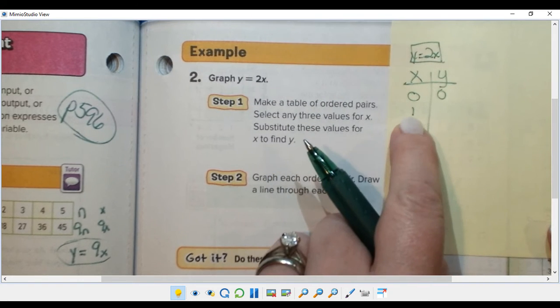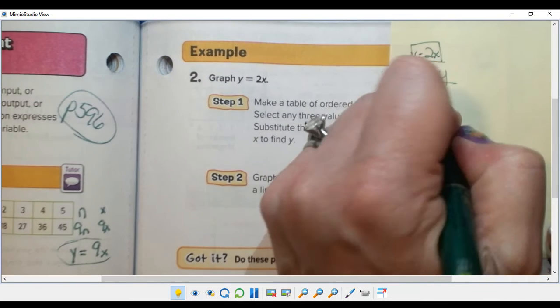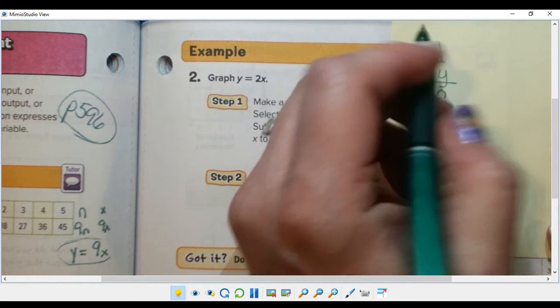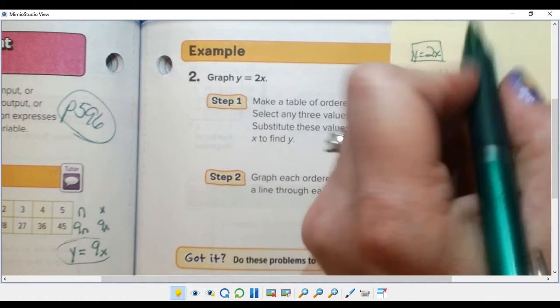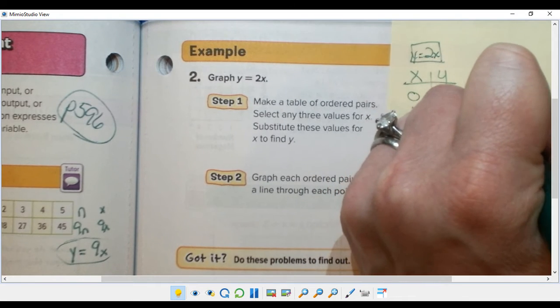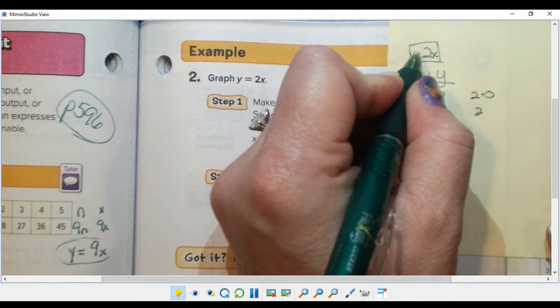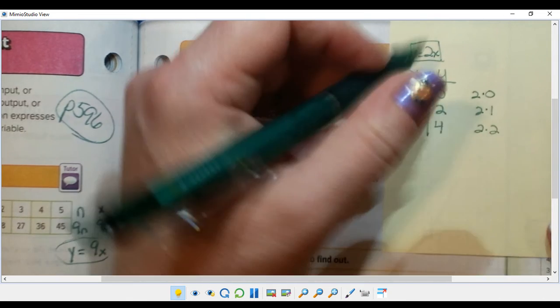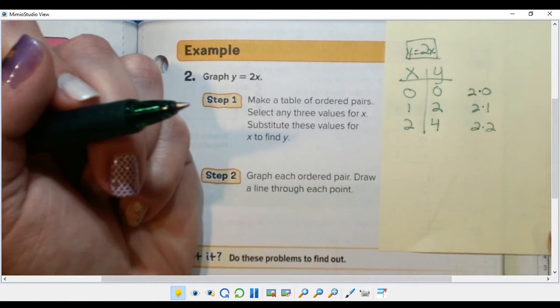Well, now x is 1. What's 2 times 1? And now x is 2. What's 2 times 2? So each one of those, and I'll write it out over here, each one of those, I kept my equation, and I replaced the X with whatever I picked for my chart.